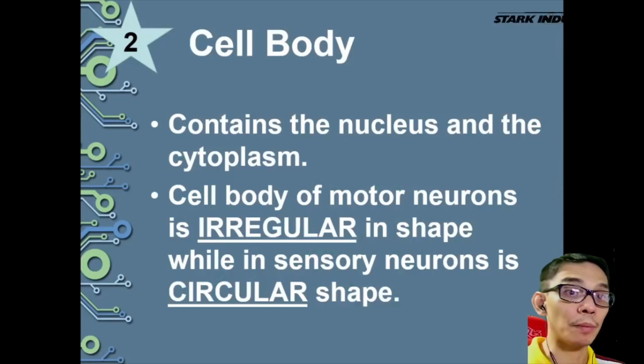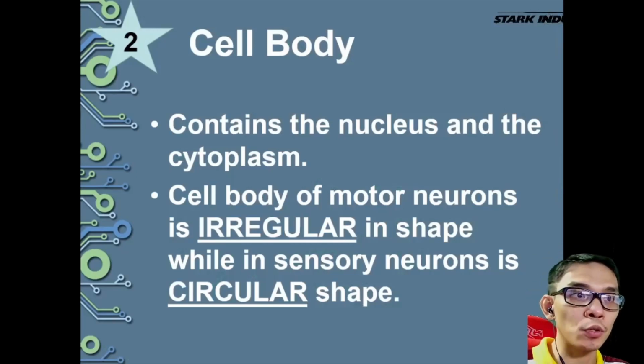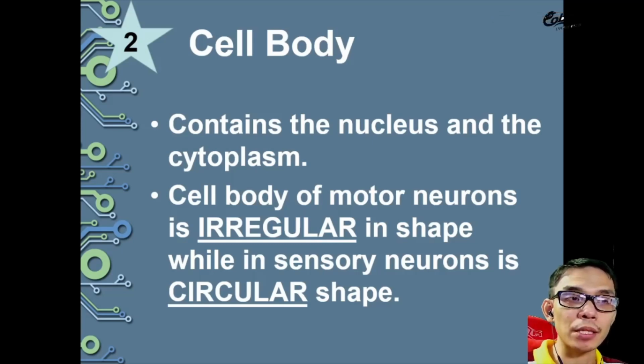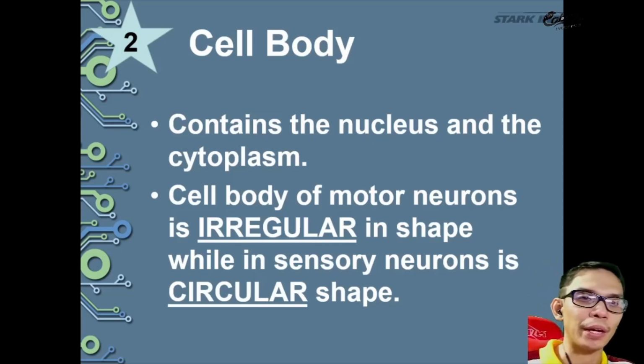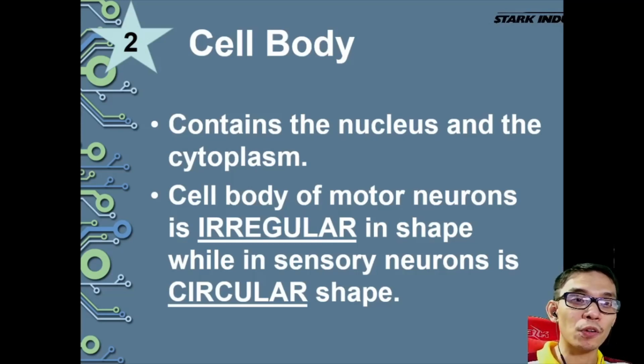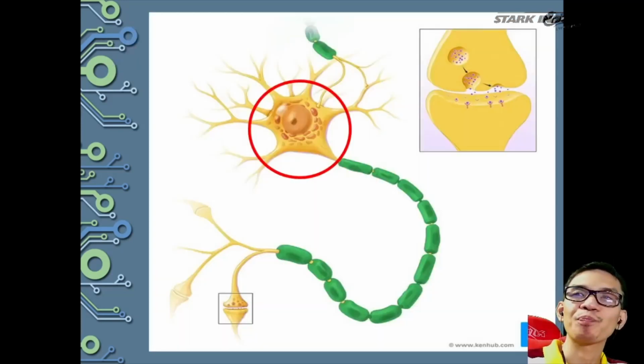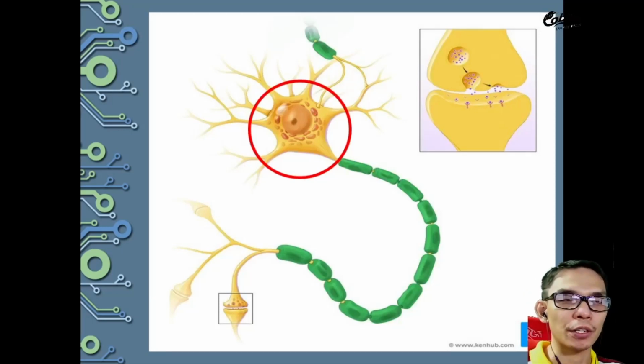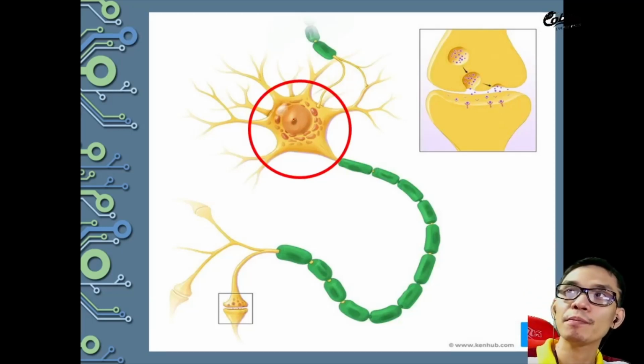Next one is the cell body. The cell body is where the nucleus, cytoplasm and other organelles are located. The cell body of a motor neuron is irregular in shape, while the one in a sensory neuron is somewhat circular in shape. Meaning to say, there is a variation in the shape of the cell body, based on what kind of neuron you are talking about. So irregular shape in the motor neuron, and in a sensory neuron, it is circular. It contains the nucleus here.